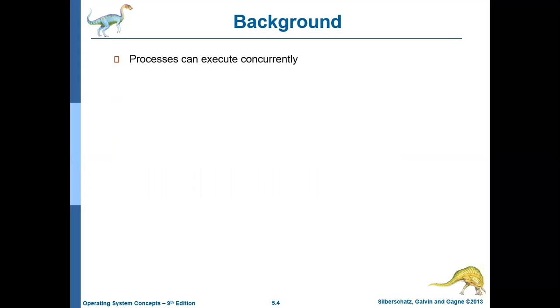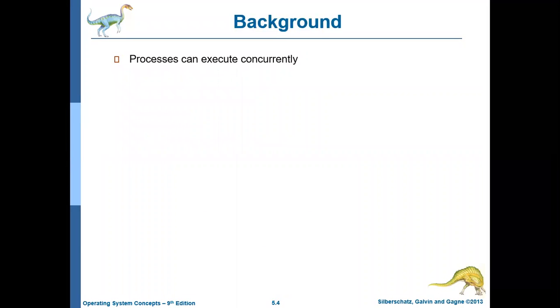So let us try to understand the need for process synchronization. As we know already, processes can execute concurrently. Concurrently in the sense that the system has only one CPU or one processor, but the processor can context switch between different processes. That is what is called concurrency. So concurrency is not parallel execution. For parallel execution, you need more than one processor.